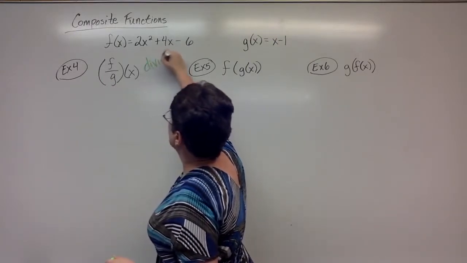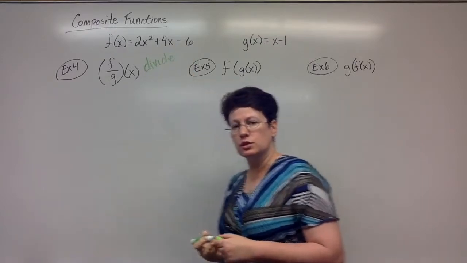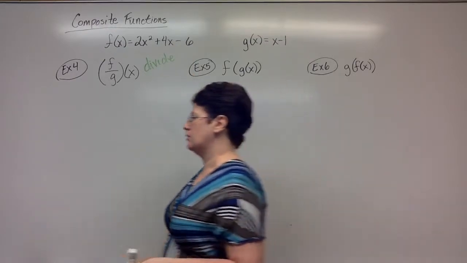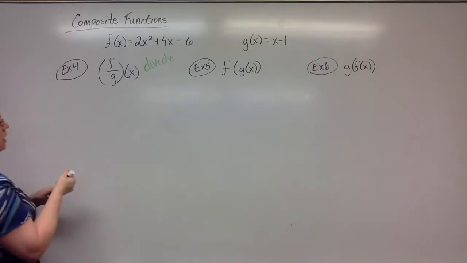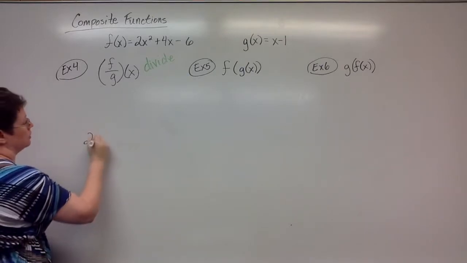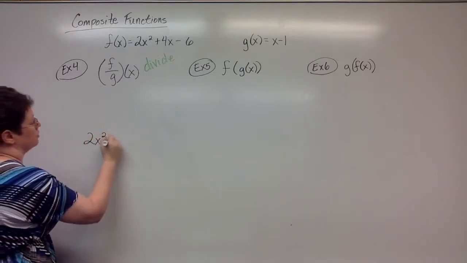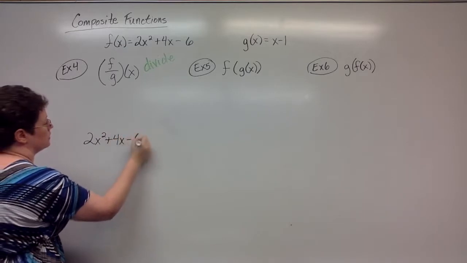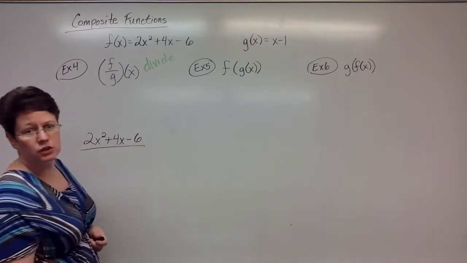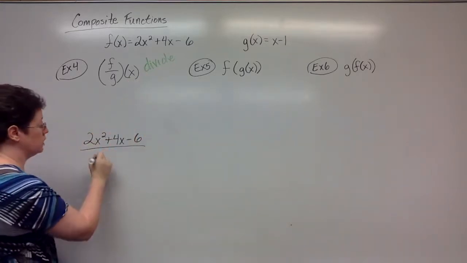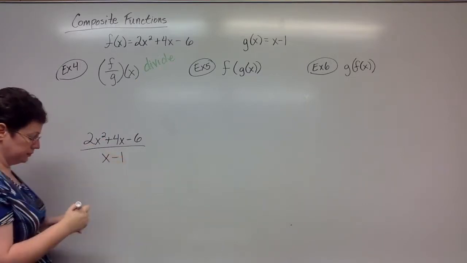Okay, so we're going to divide. Which function goes on top? F of x. So we write that on top. No big deal. 2x squared plus 4x minus 6. The function on the bottom is the g, x minus 1.